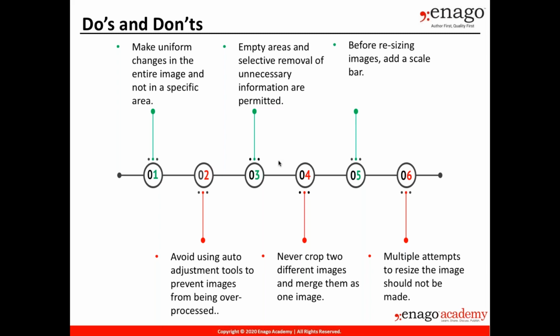Do's and don'ts. The green ones are things you can do, should do, and the red ones are things that you should not do, you should avoid. Make sure your changes in your images or other data are uniform. Don't change some of it and not other parts of it. Don't use auto adjustment tools. That includes filters, because you don't know what they're doing, and it can overprocess things, and it can create things that are not really there.